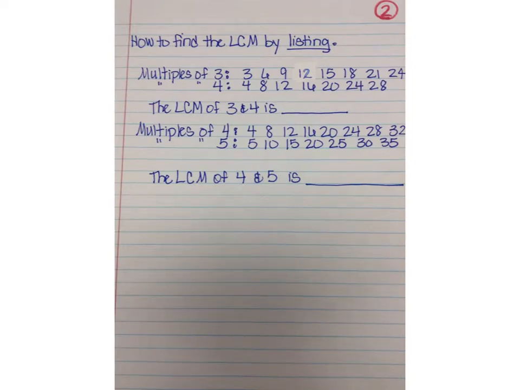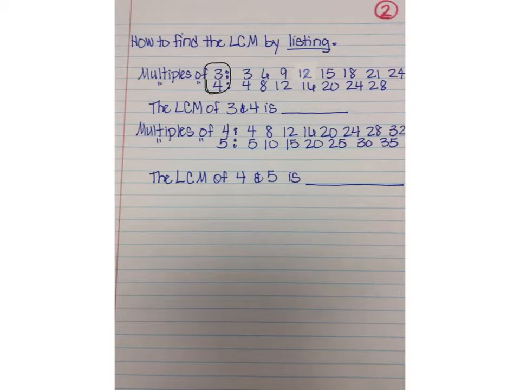Okay, so I'm going to show you 3 different ways to find the LCM. The first way is by listing. And what you do is you take the numbers that you're looking for, like 3 and 4, you're looking at the multiples of 3 and 4, and you list all their multiples.